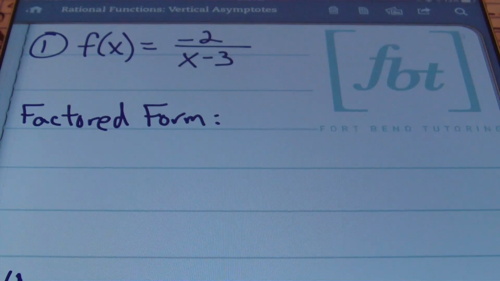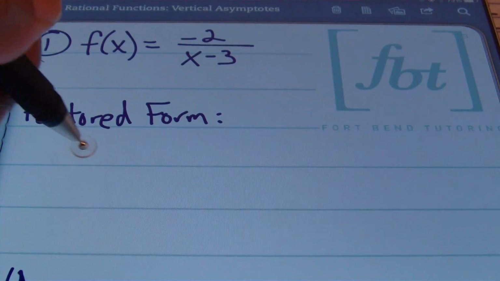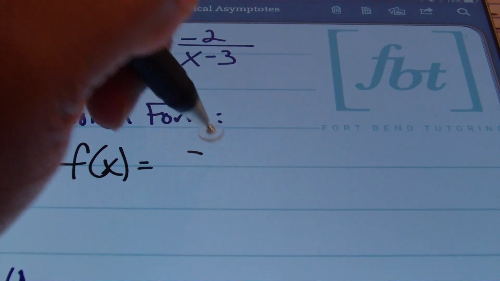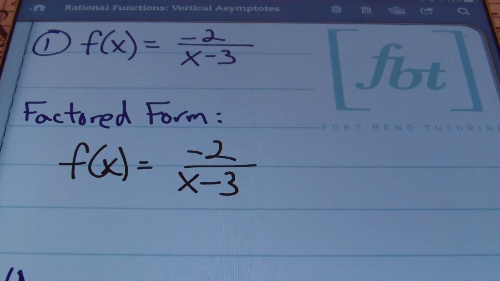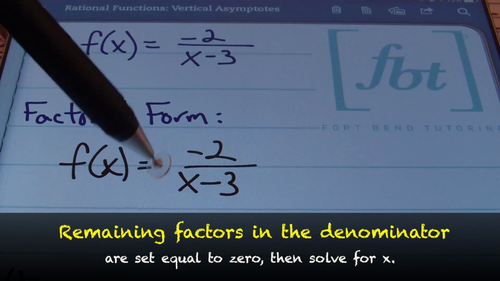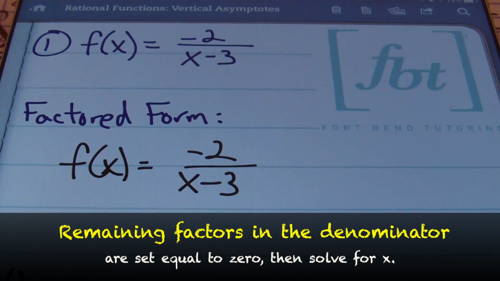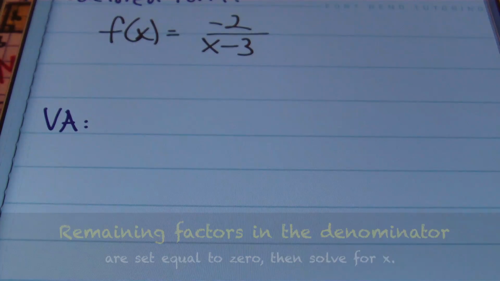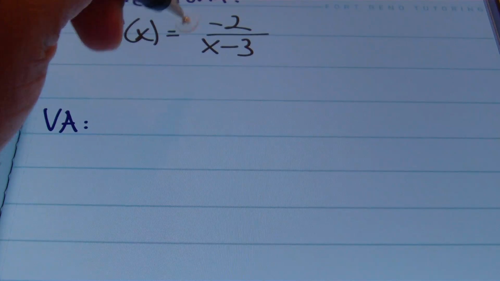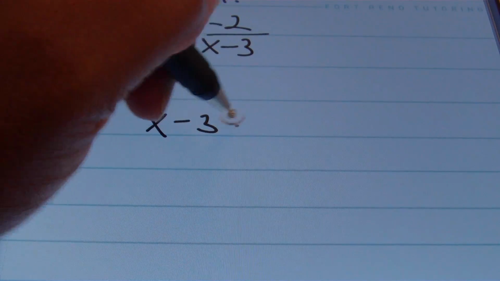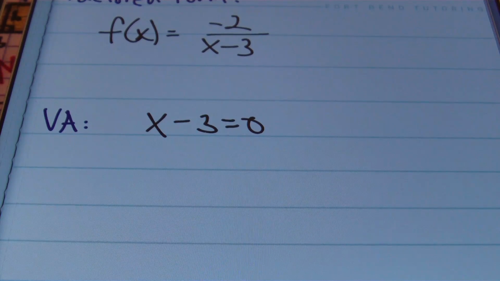In problem number 1, we have f of x equals -2 divided by x minus 3. In each of these examples, I'll be showing you the factored form of the original equation. This original function is already in its simplest form. You can't factor this. So we'll move on to our next step: any remaining factors, you want to set equal to 0 and solve for x. To find my vertical asymptote here, I'll set the denominator, x minus 3, equal to 0, and then solve for my variable x.